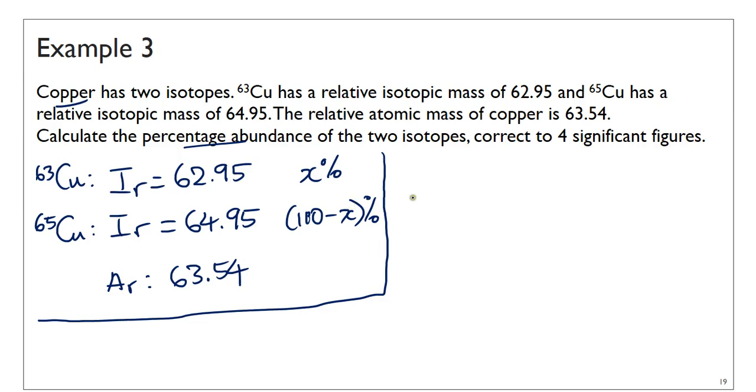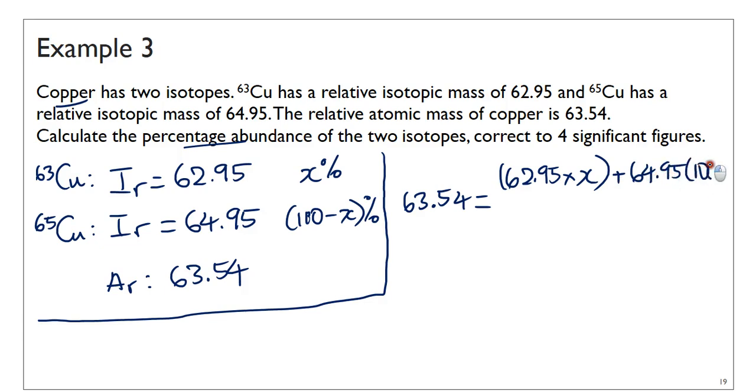All right, so 63.54, which is the relative atomic mass, can be calculated using 62.95 times x. So this is the relative isotopic mass of copper 63 times its percentage abundance, plus 64.95 times 100 minus x, over 100. Okay, now you just need to solve for x. Shouldn't be too bad. So multiply by 100, so 6,354. There's only one way to do it. You can use fractions if you like, just convert it to percentage later.